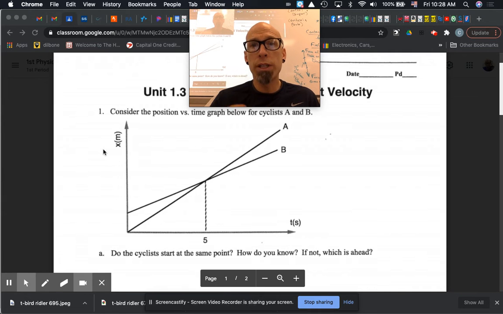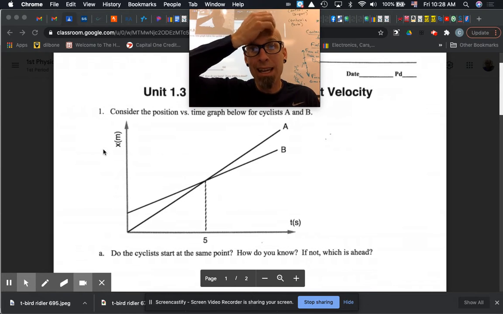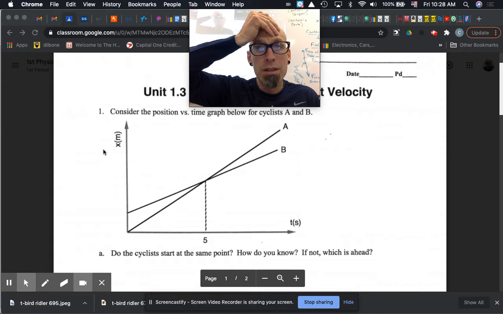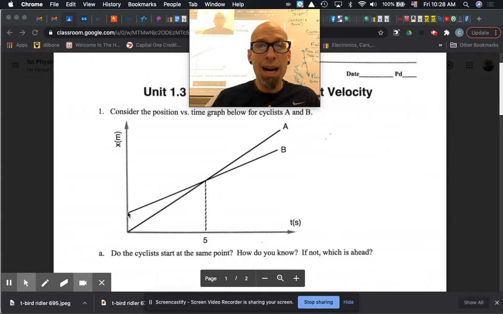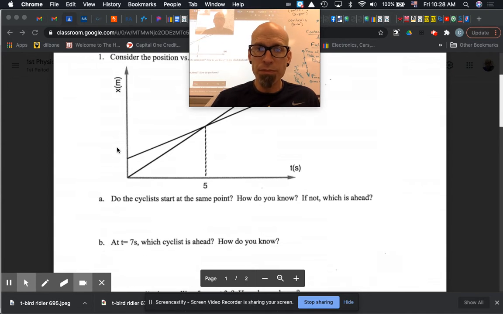So we got to be careful what words we use, because if you say that B is above A, or B is on top of A, or B is higher than A, I'm going to get confused because I don't know exactly what you mean by that, unless you give me some more detail, like B is higher on the position axis, which means it's further ahead. That fully explains what you're trying to say. If you just say that B is above A, I don't know. To me, that sounds like cyclist B is literally on top of cyclist A, and that doesn't seem like that would work very well. So be careful how you word things.